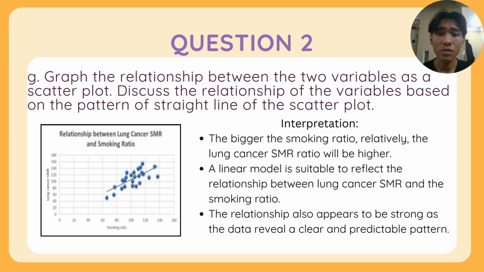For question 2g, graph the relationship between the two variables as a scatter plot. Discuss the relationship of the variables based on the spread around a straight line on the scatter plot. So the interpretation of the graph is that the bigger the smoking ratio, the higher the lung cancer SMR will be. Next, a linear model is suitable to reflect the relationship between lung cancer SMR and the smoking ratio. Lastly, the relationship also appears to be strong as the data reveal a clear and predictable pattern.